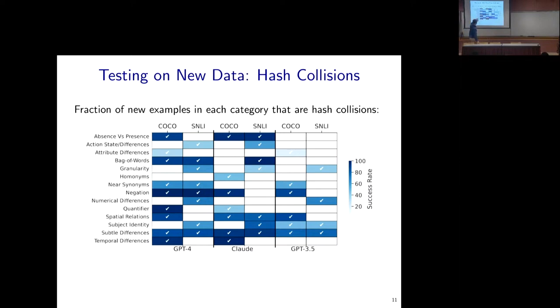Interestingly, sometimes even for the same thing, more powerful models do better. For quantifiers, GPT-4 does better than Claude. Why is that? It's because of the elaboration text after the quantifier hypothesis. GPT-4 gives a richer elaboration that's more useful for generating new failures. Okay, so this is hash collisions.